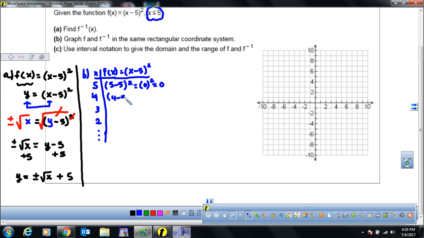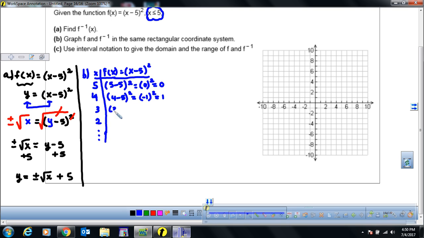4 minus 5 squared equals -1 squared, which is going to be 1. Then 3 minus 5 squared gives us -2 squared, which is going to be 4. Then 2 minus 5 squared is -3 squared, which gives us 9.